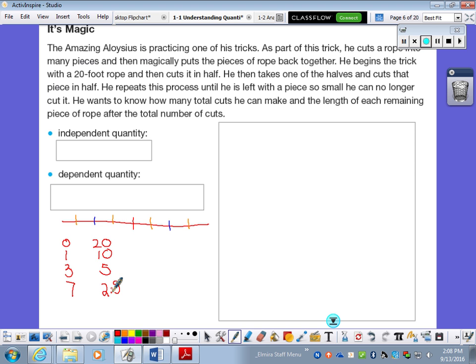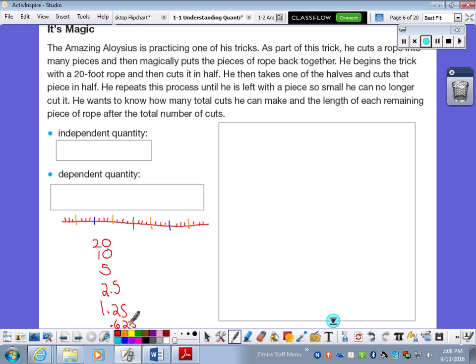Each piece after that gets smaller and smaller. To be honest, this side is not really that important. It's the half each time. So half of this would be 1.25. Half of this would be 0.625, and so on. So we're starting off with 20.